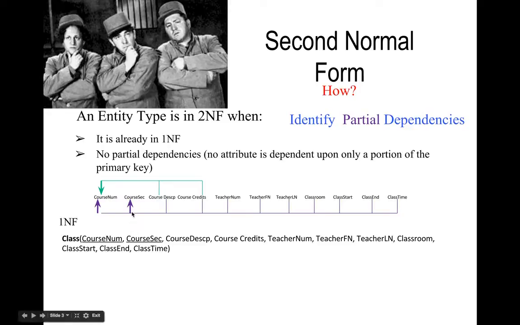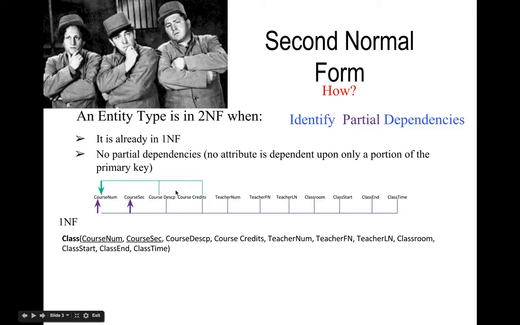Look at this: if we took course number, we would know that course description and course credits would probably be more dependent upon course number than upon course number and course section together. Meaning that if we had the course number, course description, and course credits, they would be separate, and you could actually have them as another class, another entity. Is this making sense?